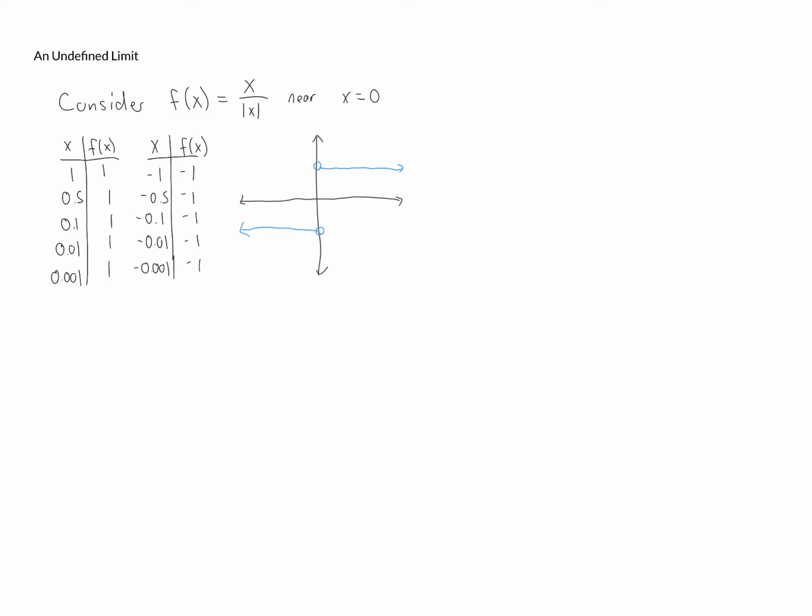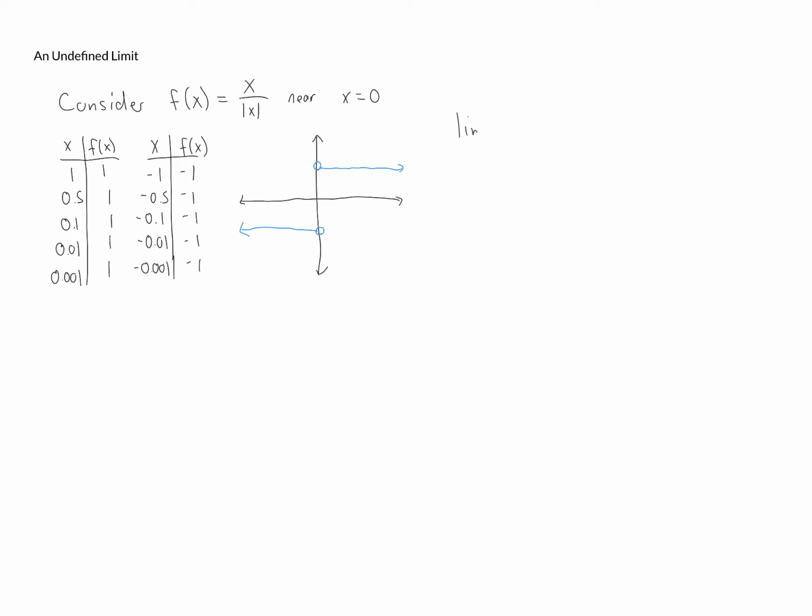And you can see that we have different behavior on the right and on the left. There is a jump discontinuity, meaning the graph jumps from one point to another. And in this situation, we're not getting closer and closer to the same number on both sides. So that means the limit does not exist.